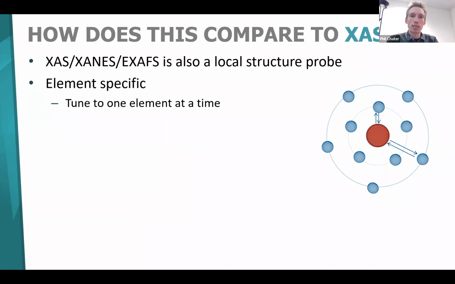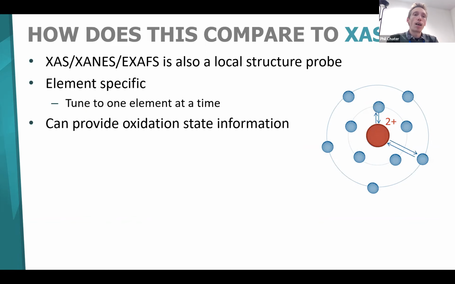So the first is that XAS is element specific. And by that, I mean, when you're doing an XAS experiment, you're tuning to an element of choice. And all of the local structure you're looking at is a local structure around that element. It can also provide you oxidation state information of the element of choice by looking at the edge and its position and the shapes around it.